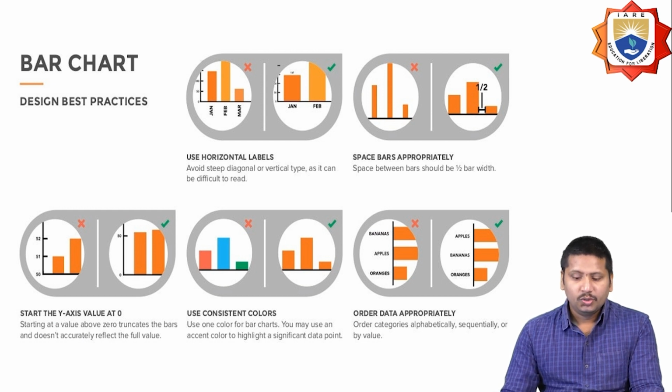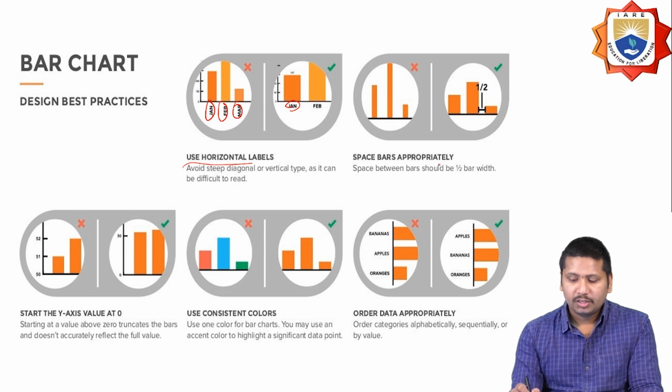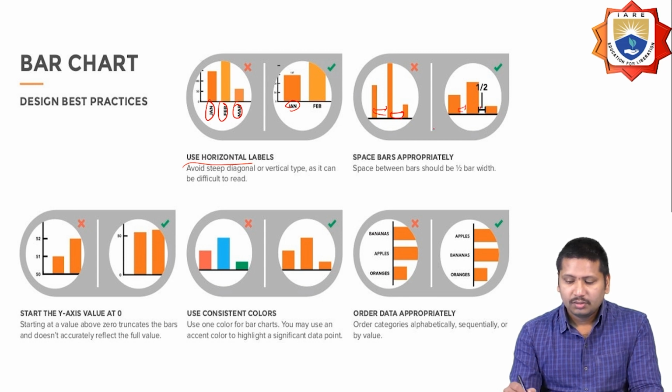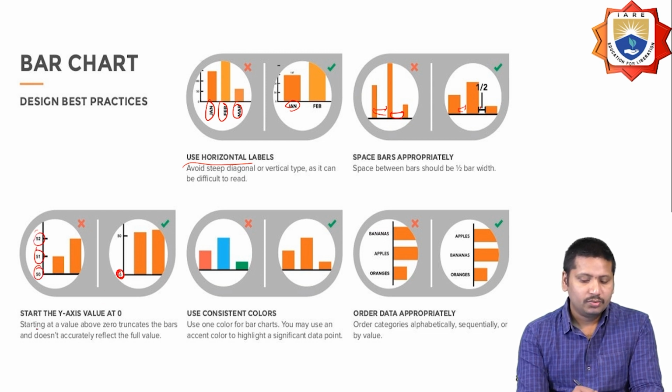So, what are the best ways of designing this bar chart? What are the do's and don'ts? The very first thing is to use horizontal labels, instead of using the vertical ones, and the spacing between bars should be appropriate. Equally, we have to maintain half an inch exactly, and set the y-axis value to 0. All the time we have to specify 0 here, instead of representing other values.